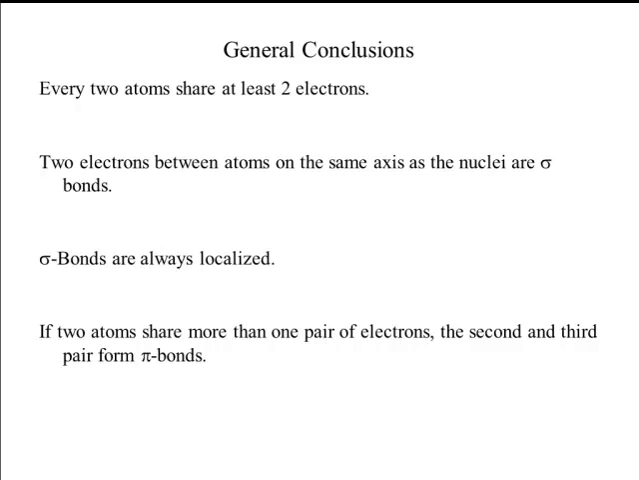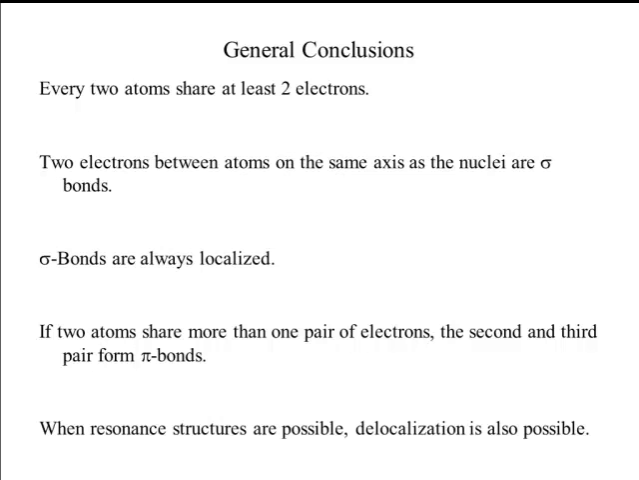All right, if we have double and triple bonds formed, those second and third bonds are going to be pi bonds between p orbitals. And if we have resonance structures, that's going to involve those double bonds that can move around. We're going to get delocalization of those electrons. So they're not fixed specifically between any 2 atoms. They're actually delocalized throughout the entire system.